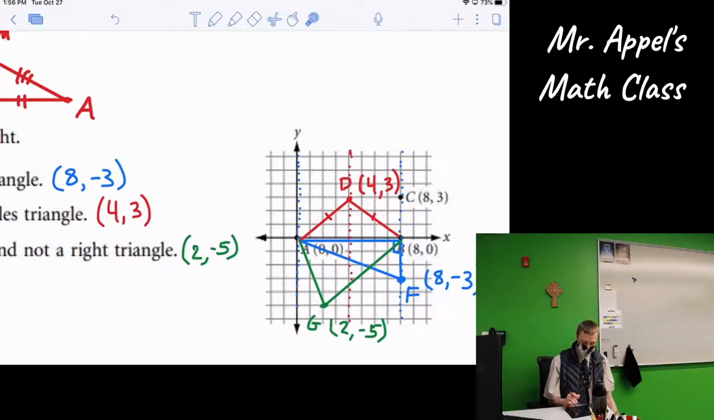And then finally, G wanted to be a scalene triangle that is not right, which means pretty much it just can't be any of the above. So as long as your G has an x value that is not 0 or 4 or 8, it can be anywhere else, it'll probably be correct.